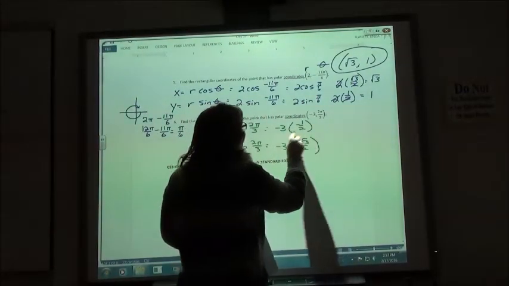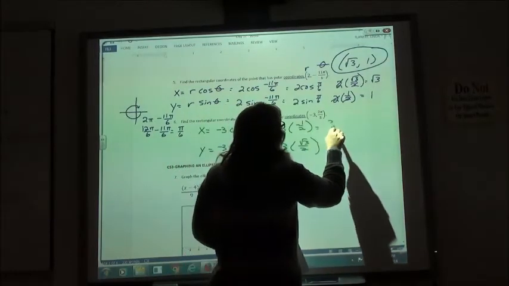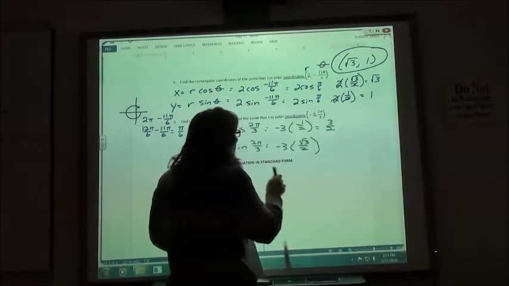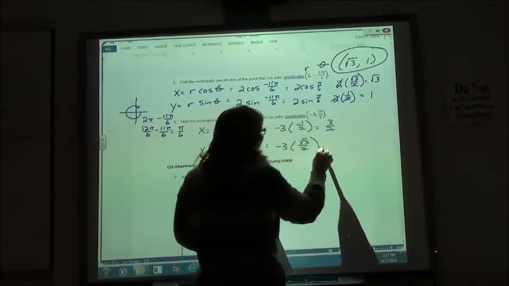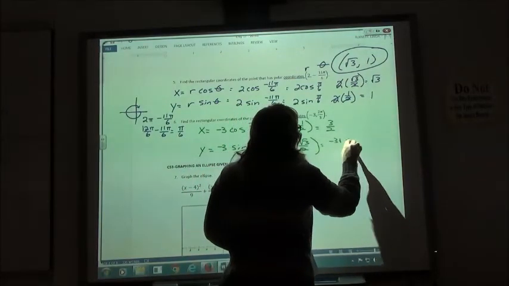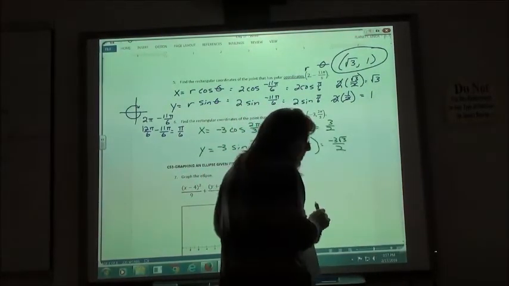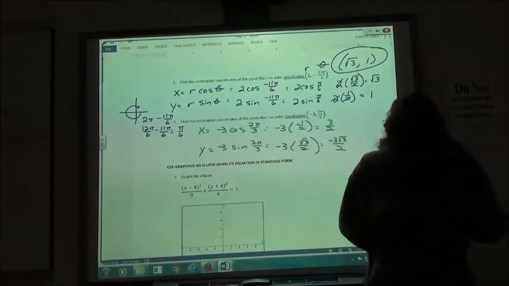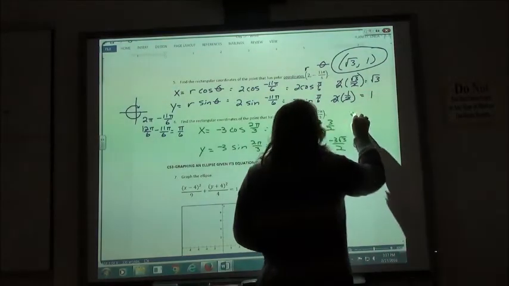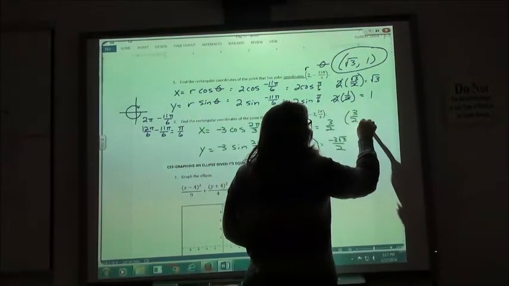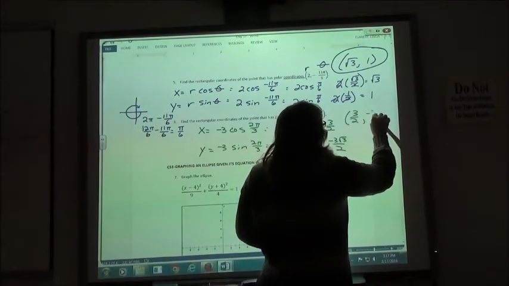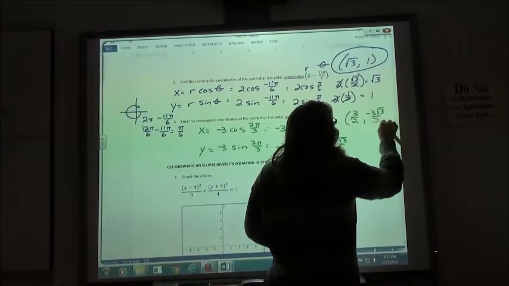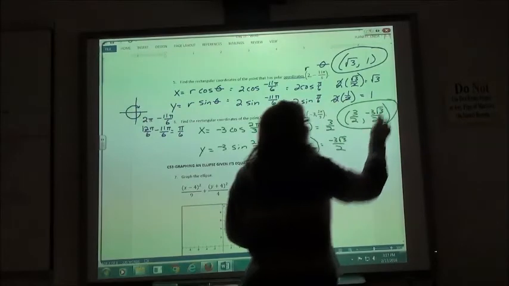So here I'm going to have a negative times a negative, a positive 3/2. Here I have a negative times a positive, so I have negative 3 square root of 3 over 2. So my rectangular coordinates, 3/2 goes in for my x value, negative 3 square root of 3 over 2 goes in for my y value.